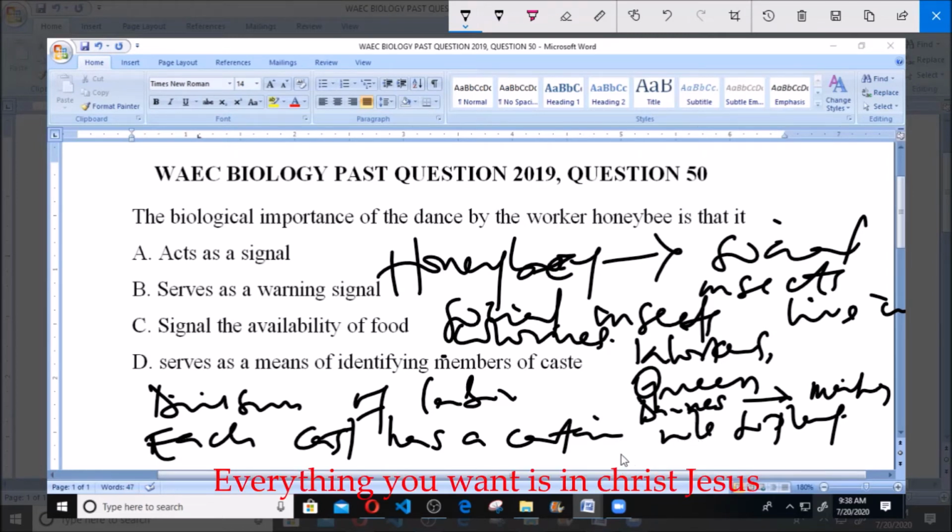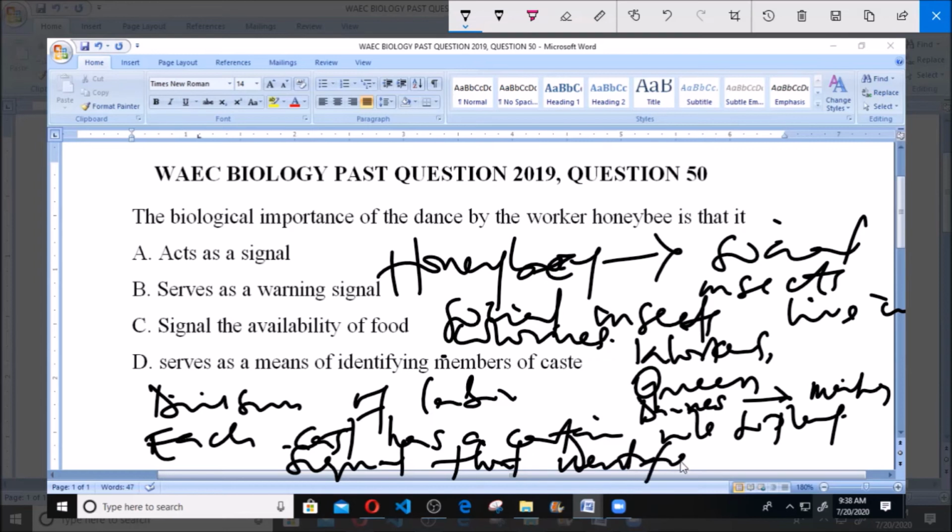These workers, when they identify food, there's this certain dance by the workers. You see them moving around in a circle and dancing. Now this dance by the worker honeybee is a signal that identifies food. Wherever they see a suitable food substance, they begin to dance around that area. Other members of the caste will know that yes, food has been identified.